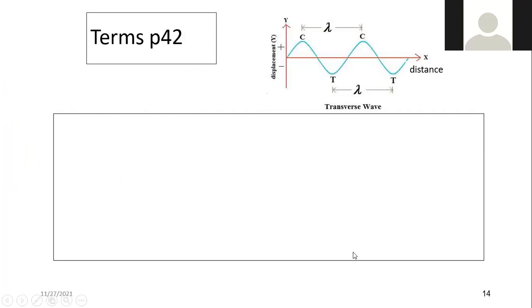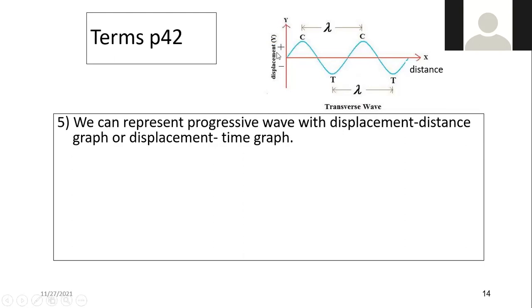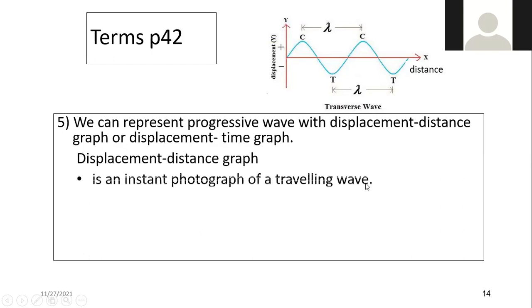Right. So when we come to wave, there are terms that we have to memorize. In your book, page 42, we can represent a progressive wave with a displacement-distance graph, or a displacement-time graph. So this is a displacement-distance graph. What is a displacement-distance graph?